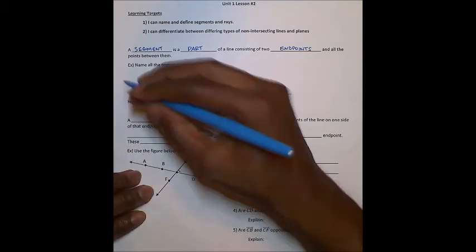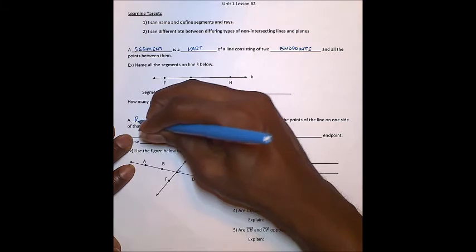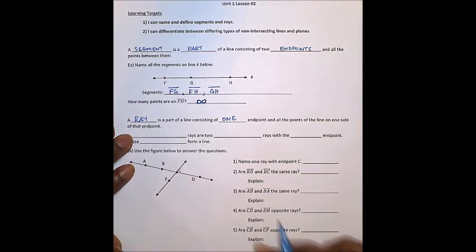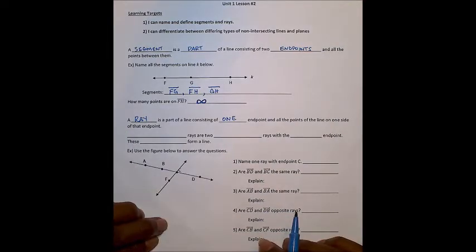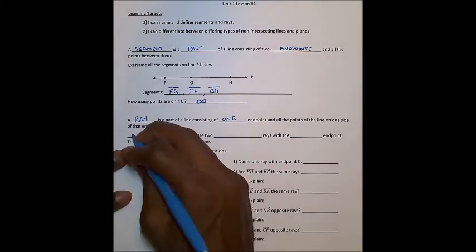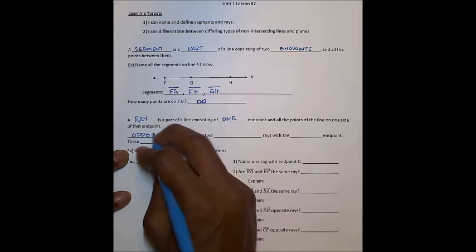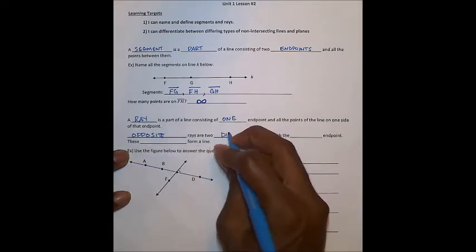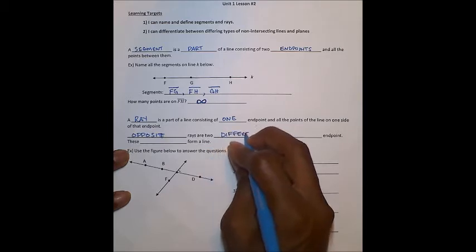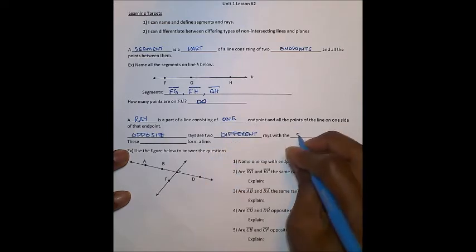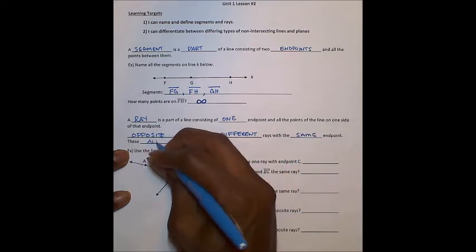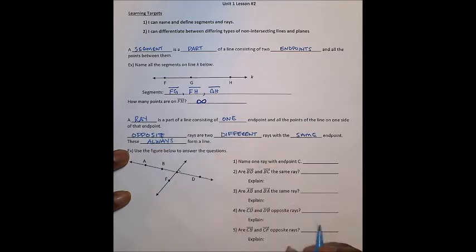Alright, next we are talking about rays. A ray is a part of a line consisting of one endpoint and all the points of the line on one side of that endpoint. Opposite rays are two different rays with the same endpoint. These always form a line. So opposite rays have to form a line, otherwise they are not opposite rays.